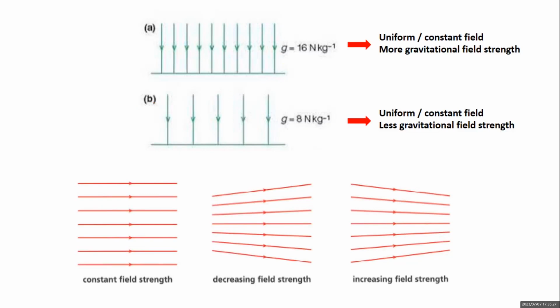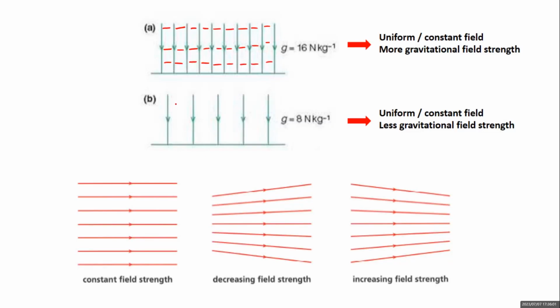So what does it represent? These lines are representing that the field is constant, it's uniform. Why? Because if you see the distance between the lines for the first case, you can see that the distance between the consecutive two lines is the same wherever I measure. If I measure from the bottom, the distance is the same. If I measure from the middle, the distance is the same. If I measure from the top, the distance between two lines is the same.